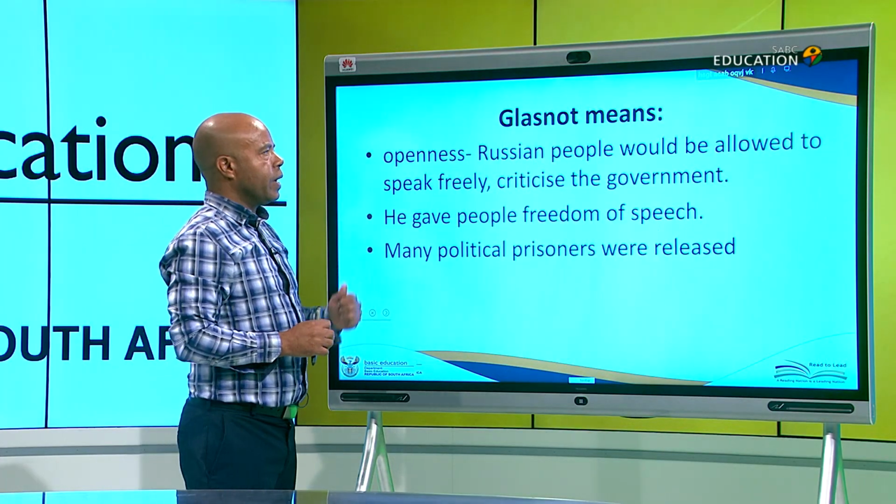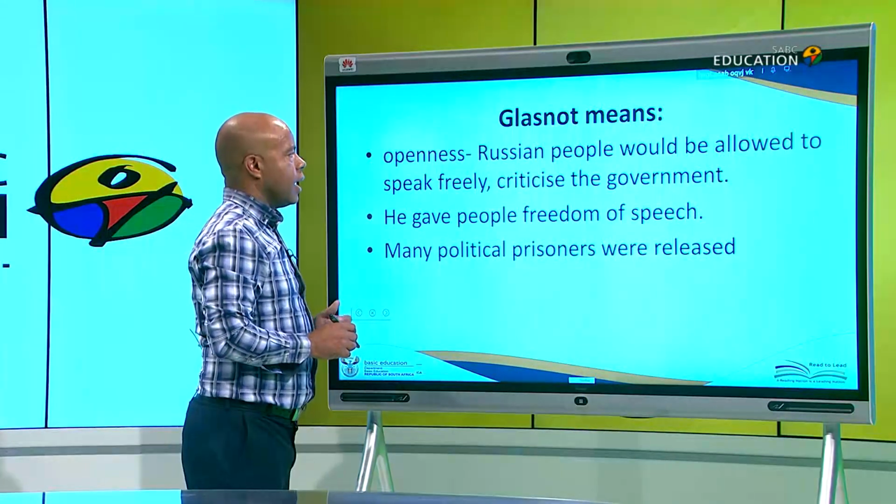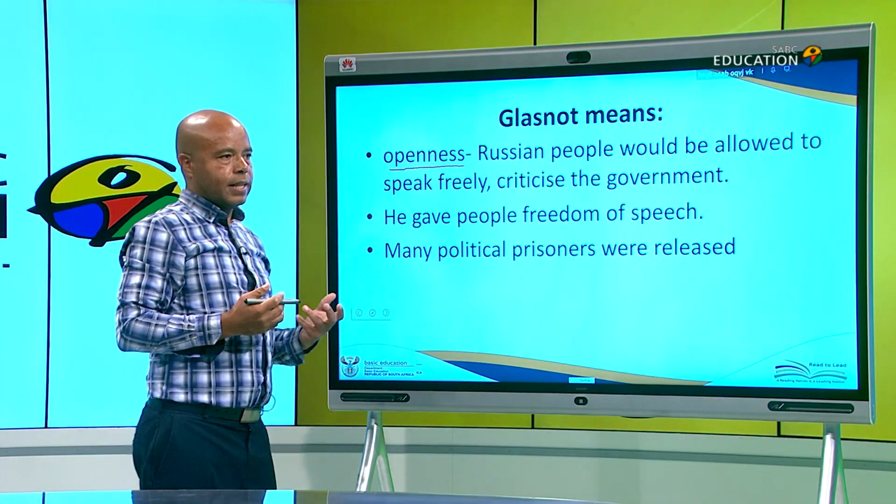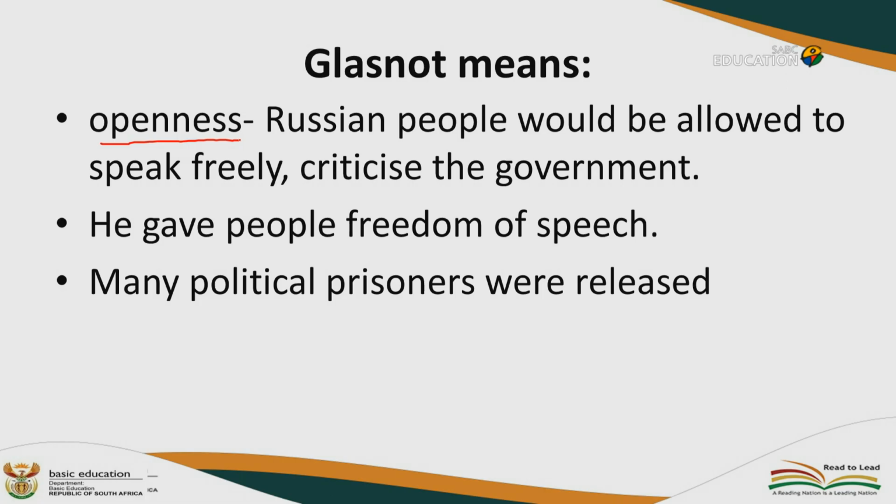Then let's look quickly at the meaning of Glasnost. What is the meaning of Glasnost? It means openness, transparency, freedom to express yourself. So the Russian people would be allowed to speak freely, freedom of speech. They could criticize the government. It means they can say and do what they want because there was more openness with Glasnost. Many political prisoners were released. Take note, many political prisoners were released.